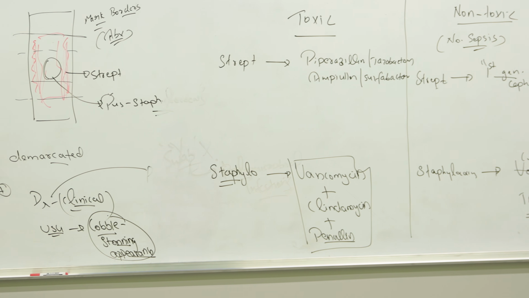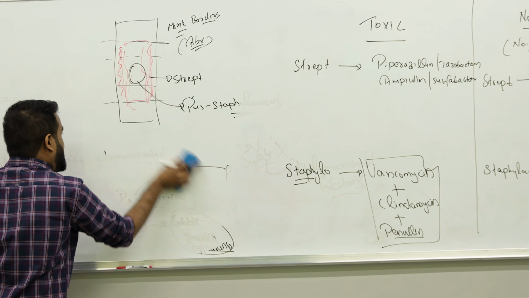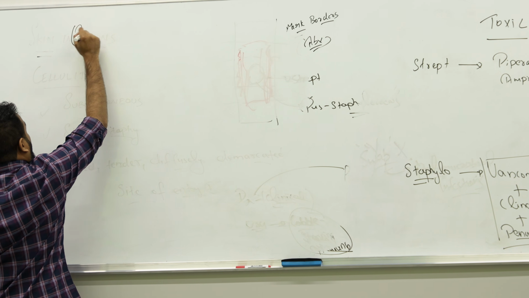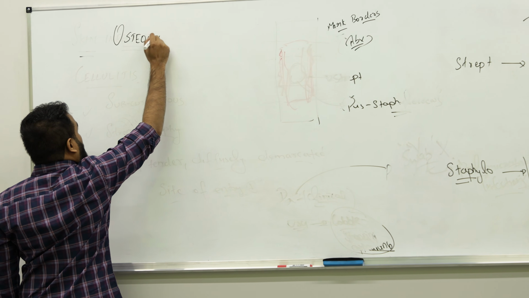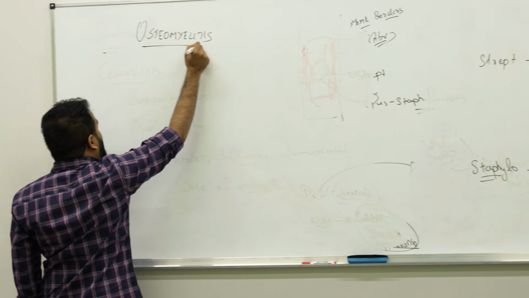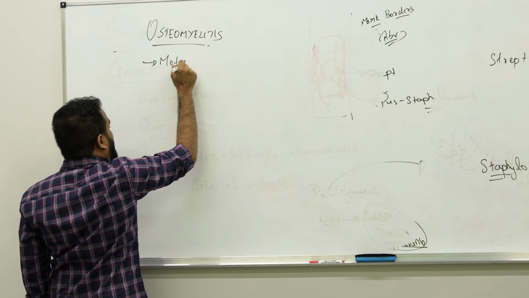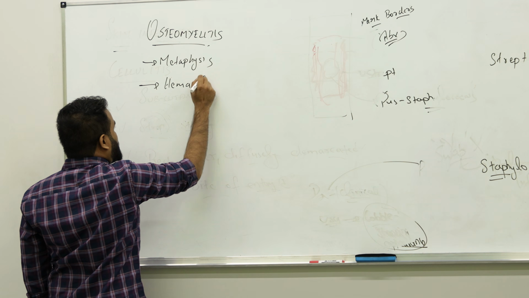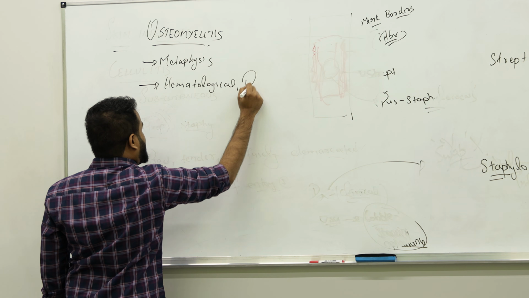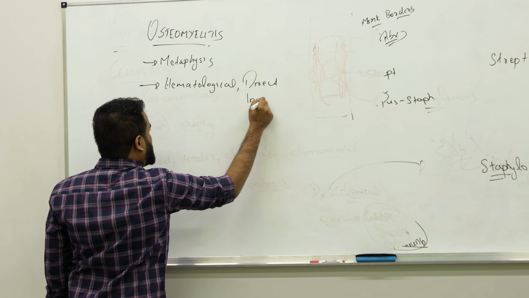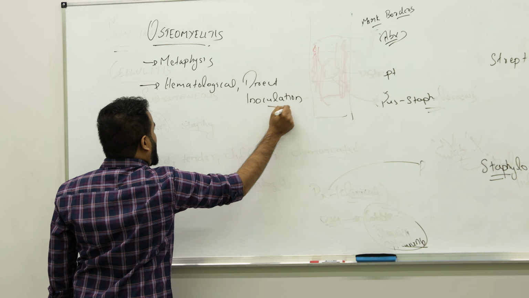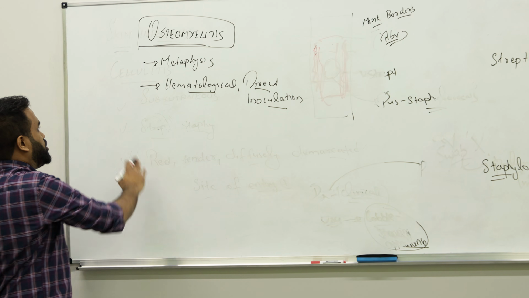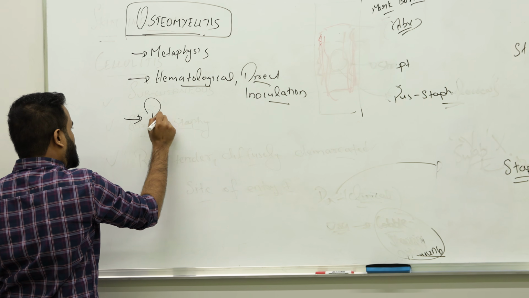Next one, sometimes this skin infection will affect your bone. That condition is simply known as osteomyelitis. Mainly they affect the metaphysis of the bone. They will spread by blood, like hematogenous transmission, or direct inoculation will occur. So bone myelo means what? Bone marrow will be what? Inflamed. So you will have a painful bone.